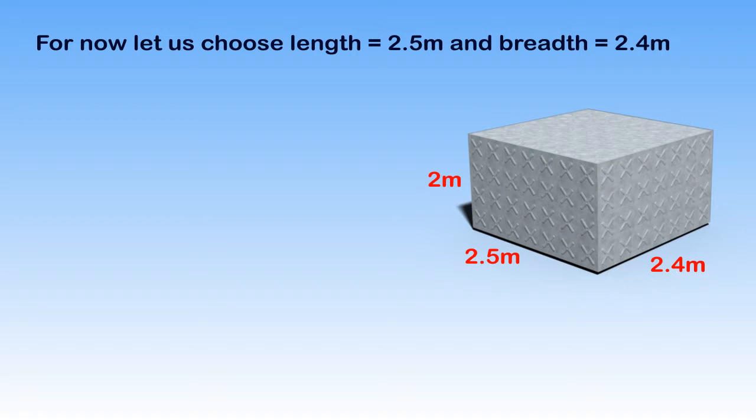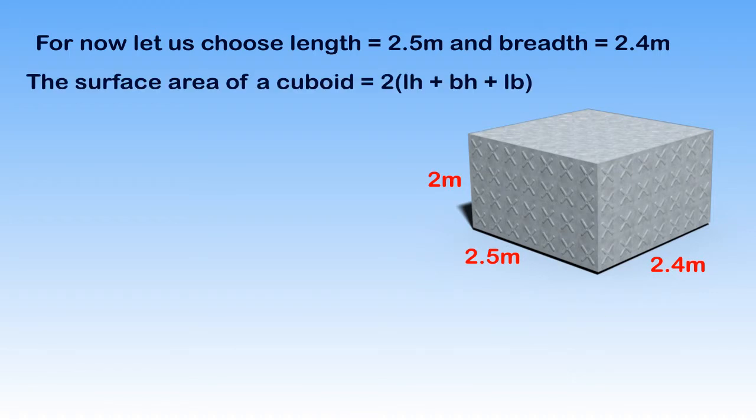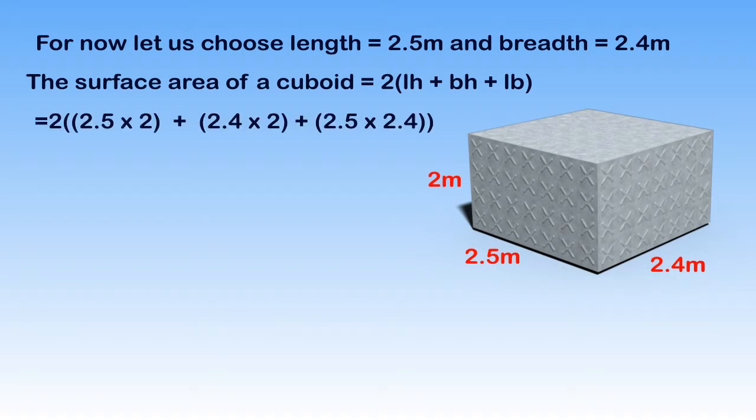So we will need to determine the surface area of the iron material that will be needed. The surface area of a cuboid is actually calculated like this. 2 × (length × height + breadth × height + length × breadth), which means 2 × (2.5 × 2 + 2.4 × 2 + 2.5 × 2.4). And that will give us 2 × (5.0 + 4.8 + 6.0). And that will give us 2 × 15.8.